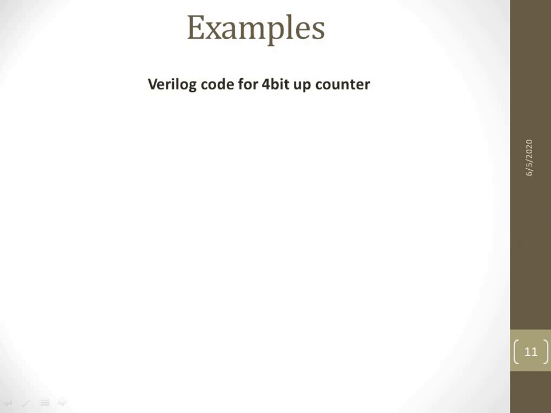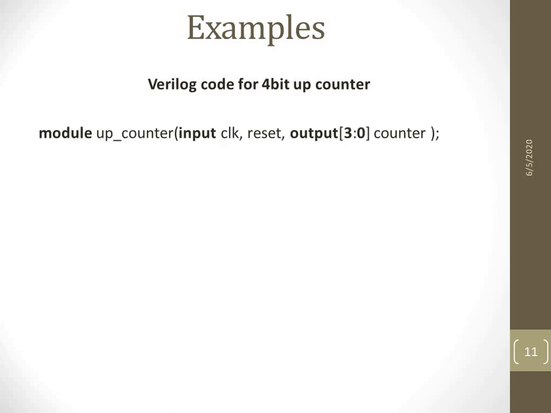Since the 4:1 mux comes under a combinational circuit, I want to show you one sequential circuit. So I have taken the example of a 4-bit up counter. Module up counter, I have the inputs as a clock and a reset, and the output is 4-bit, 3 down to 0, which is named as counter.